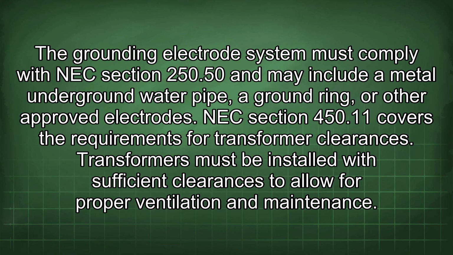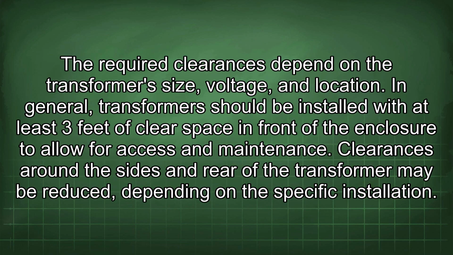NEC Section 450.11 covers the requirements for transformer clearances. Transformers must be installed with sufficient clearances to allow for proper ventilation and maintenance. The required clearances depend on the transformer's size, voltage, and location. In general, transformers should be installed with at least 3 feet of clear space in front of the enclosure to allow for access and maintenance. Clearances around the sides and rear of the transformer may be reduced depending on the specific installation.